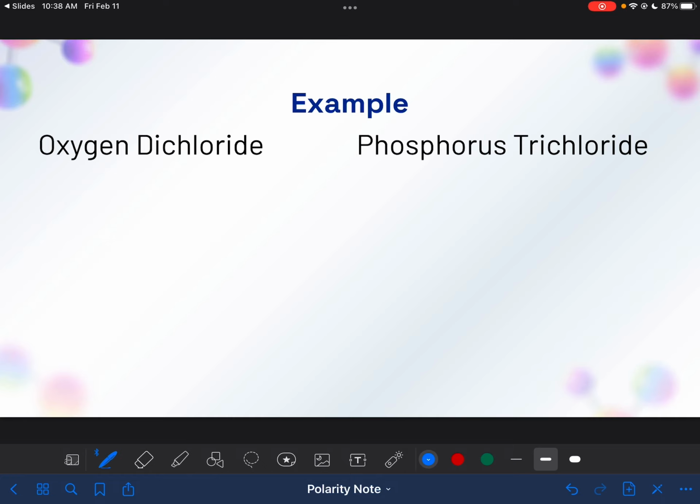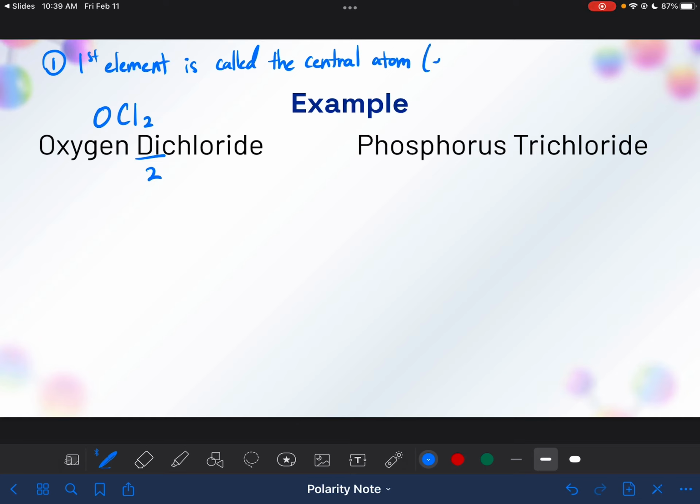Okay, so let's go over these problems. First things first, we have oxygen dichloride. So remember, oxygen would be just O. Dichloride: di means 2, and chloride is Cl. So we have OCl2. There's something that you guys need to know, which it did mention on the past notes, saying that the first element shown in the naming is called the central atom. Basically what it means is that it's kind of like the backbone of drawing the Lewis dot structure, or somewhere it's being connected to. But note, except hydrogens.